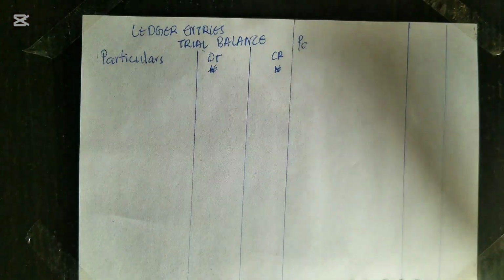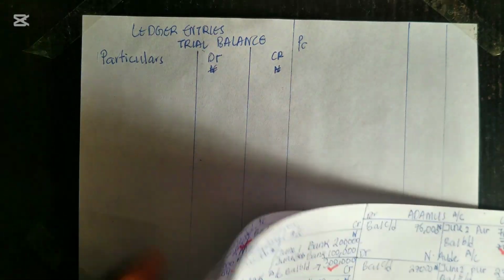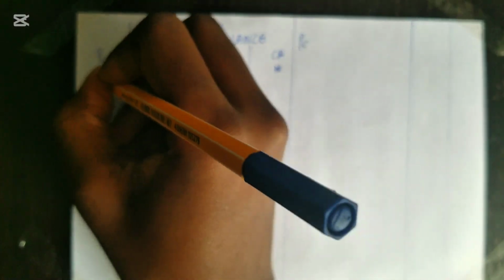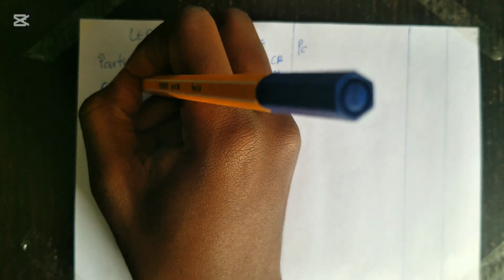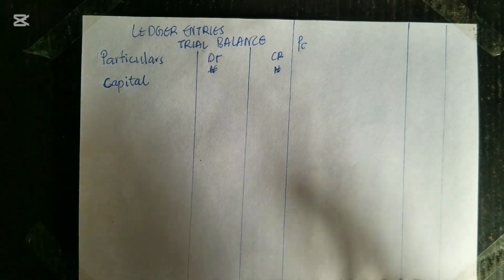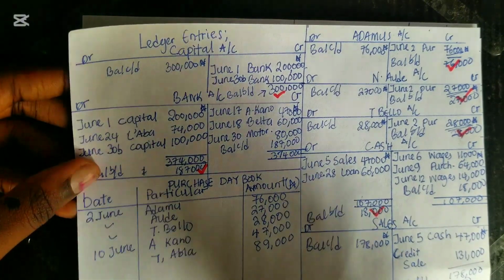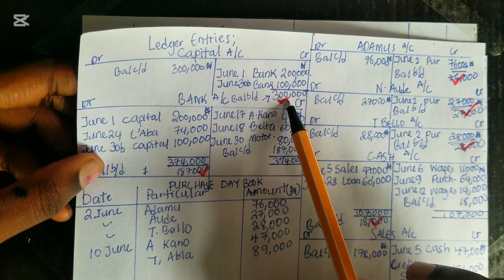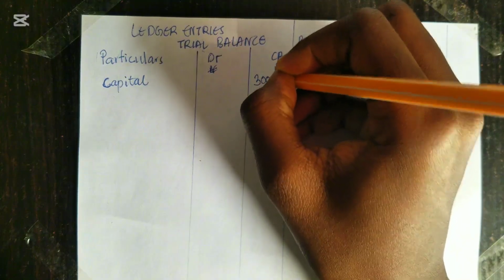Moment of truth. God, help us. So the first one is what? Capital, right? So we're going to write capital. And I told us that where we put our debit and credit in our trial balance is where we have our balance brought down. So our balance brought down is 300,000. Where? On the credit side, right? So we're going to put it on the credit side, 300,000.